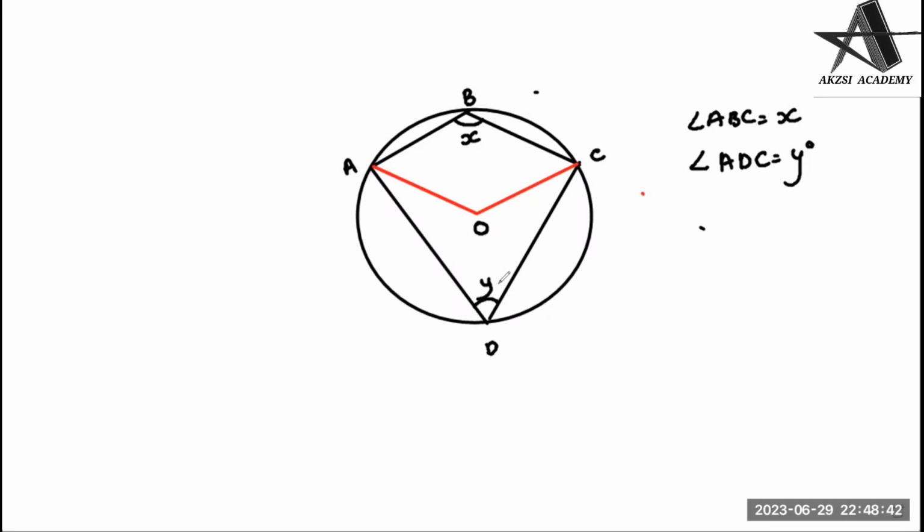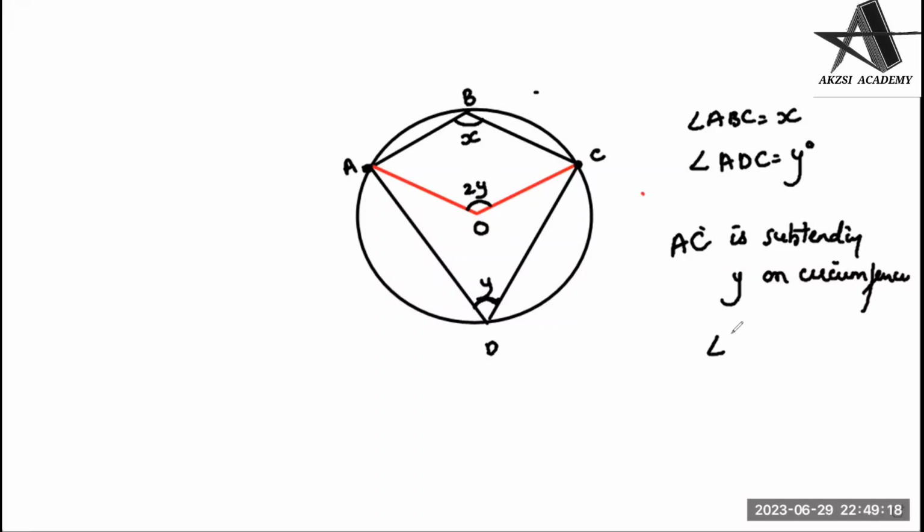Now, the first theorem says the angle at the center is always twice the angle at the circumference if it is subtended by the same arc. The arc AC is subtending this angle at the center, and it is subtending angle Y at the circumference. So I can say that the angle at the center will be twice of it. So clearly this will become 2y. So angle AOC will become 2y by theorem 1.